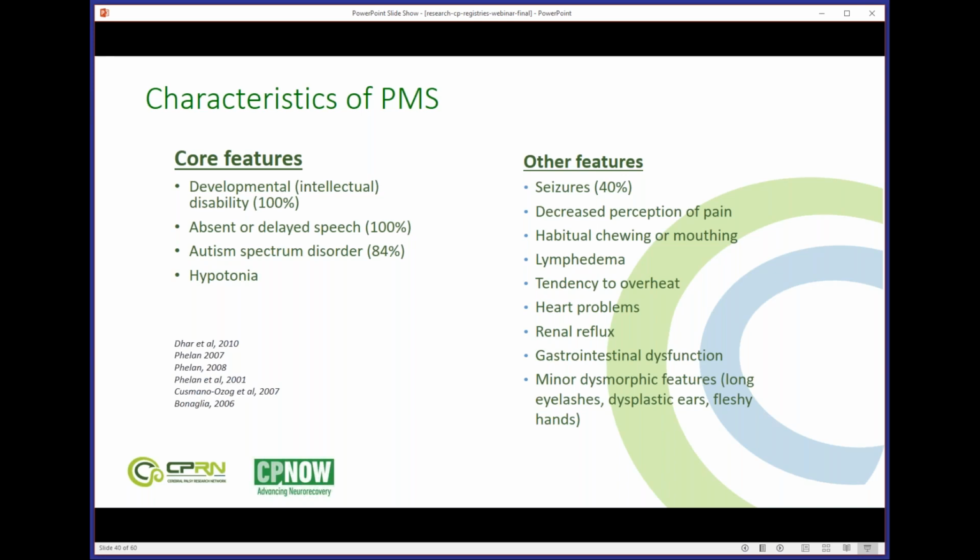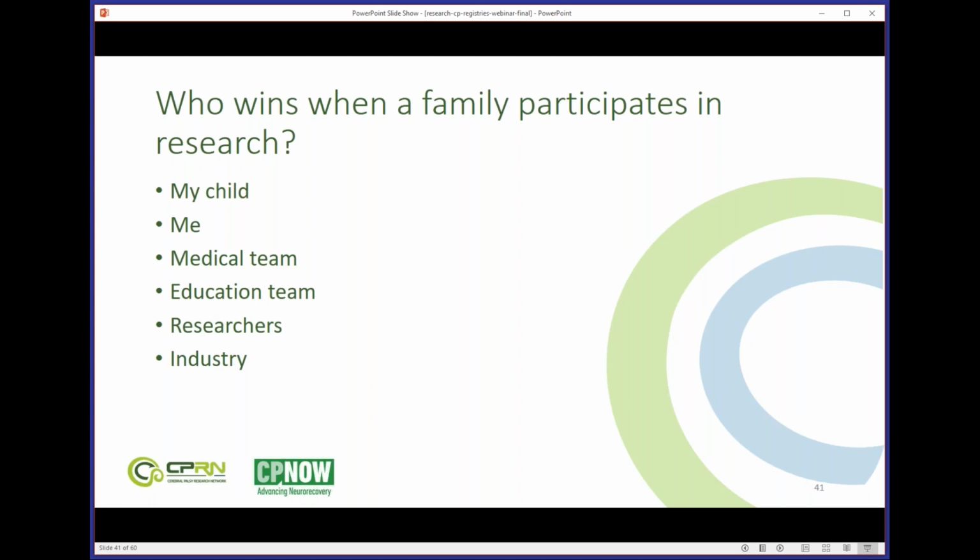There's also some varying medical conditions. The core features are developmental disabilities, intellectual disabilities, absent or delayed speech, autism spectrum disorder, and low muscle tone. Other features, seizures, decreased perception of pain, mouthing everything, lymphedema, and so on. So a lot of what we have also falls under the umbrella of autism or intellectual disabilities, and some things like lymphedema are very specific to our syndrome.